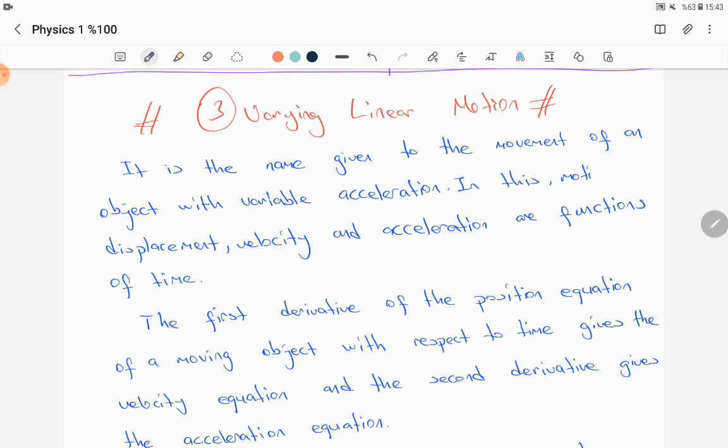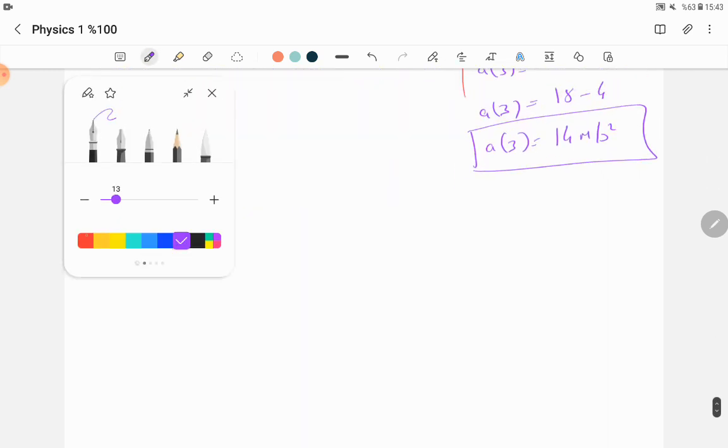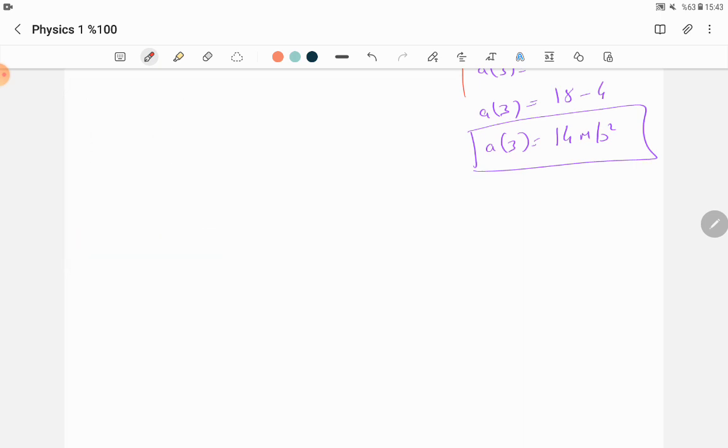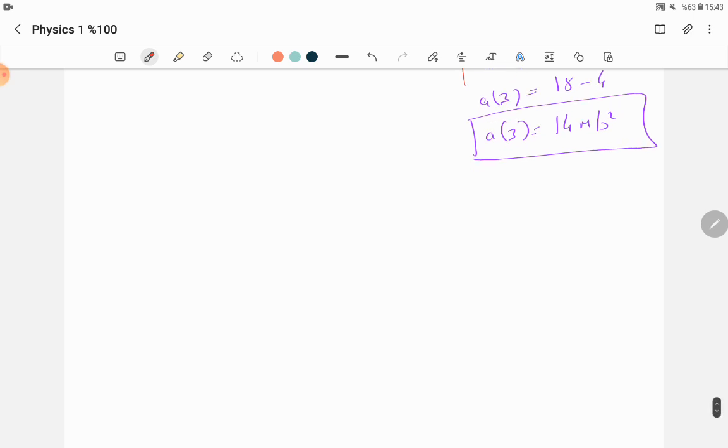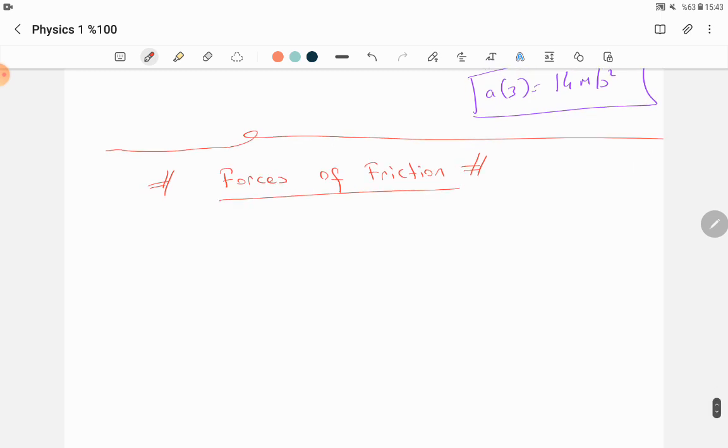And now the new topic is forces of friction. From now on we will talk about forces of friction, which is one of the most important factors that affect movement. Forces of friction.